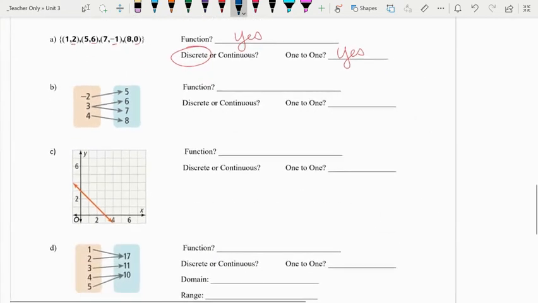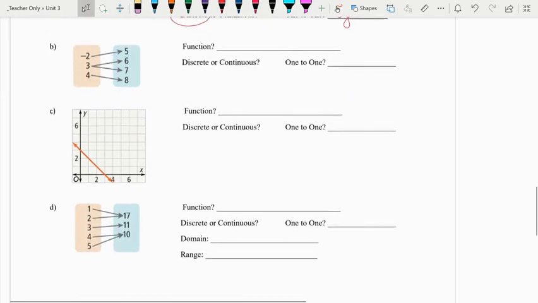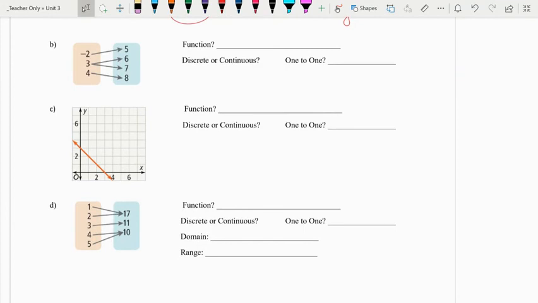I encourage you to try the next 3 before you watch me do them and see if you can get them right. So go ahead and pause the video and then we'll get started.